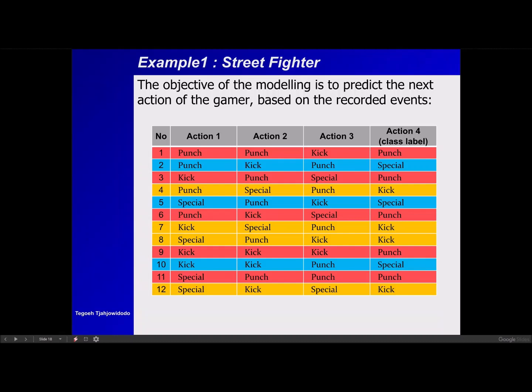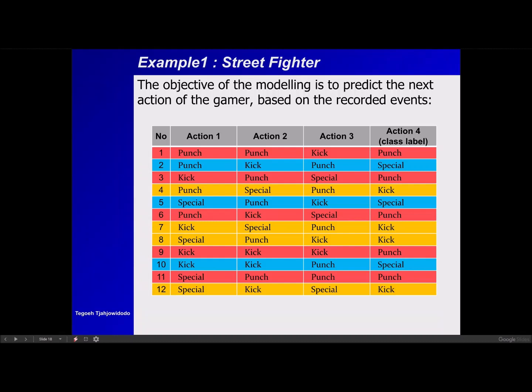So what I'm going to do now, I collect all four actions in a row, 12 sets of actions in a row. So I collect 12 sets where each of them contains 4 actions. I collect them by observing when someone is playing or when a computer is playing. The first set that I record, every time he or she is playing, I record it.